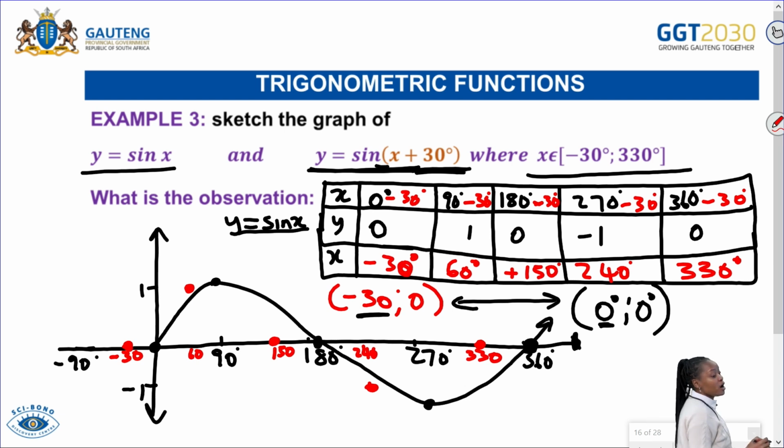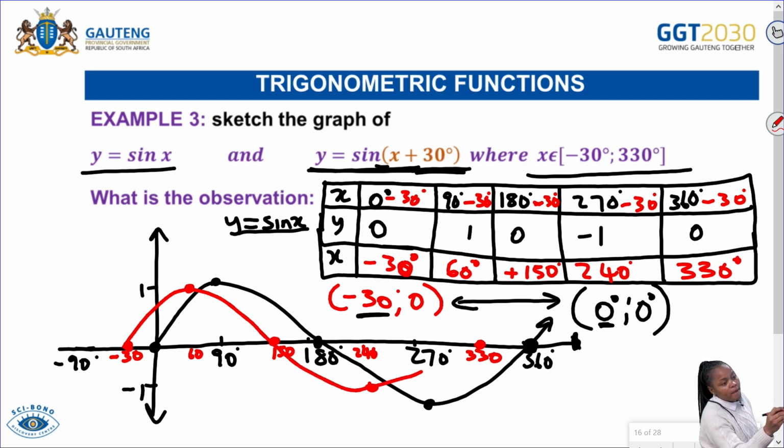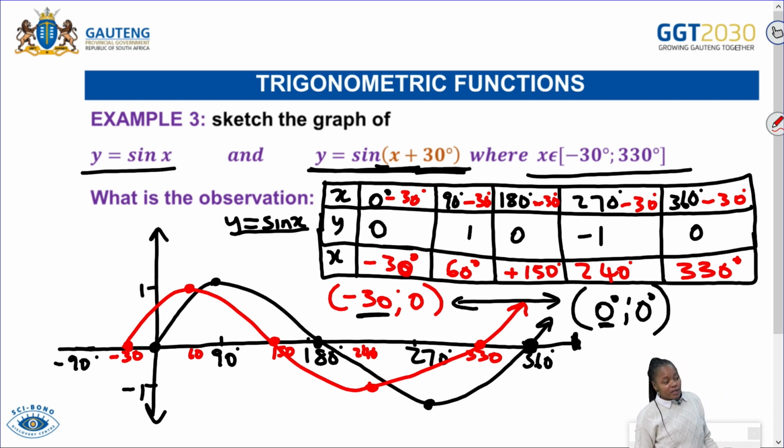So let's sketch our new graph. It's going to start here. It goes like that, up until there. You will notice that the values of x have been shifted. Our graph was going from here, but now it's starting from here. So it has shifted 30 units to where? To the left, right? So your graph has shifted 30 units to this side, from 0 to negative 30.